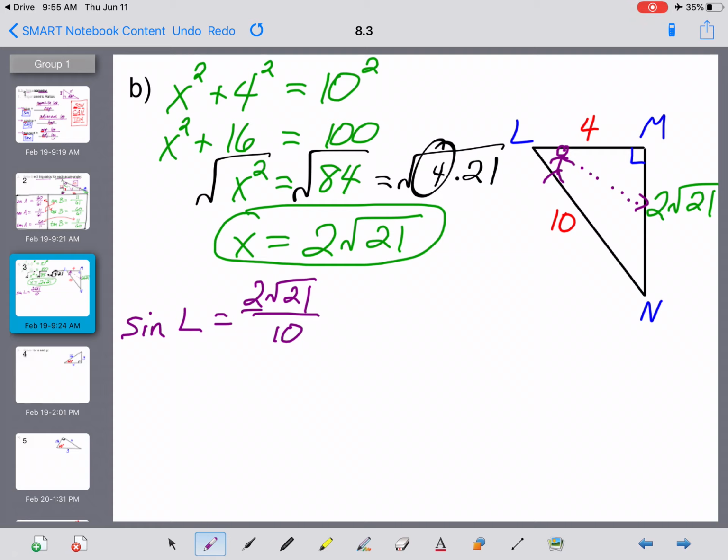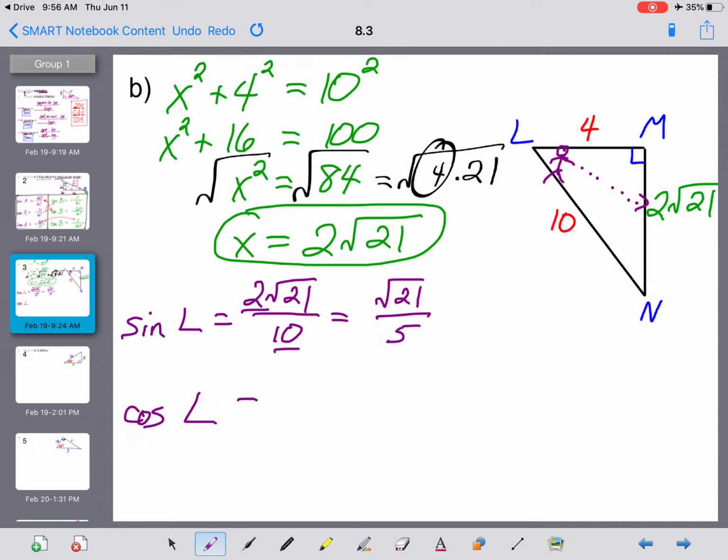And we've got a 2 and a 10 that can both be divided by 2. So we need to do that. The 2 divides out completely, just leaving you with a 1. So that's the square root of 21. And then the 10 divides by 2 to make 5. Not going to get any better than that, guys. So the sine of angle L is the square root of 21 over 5.